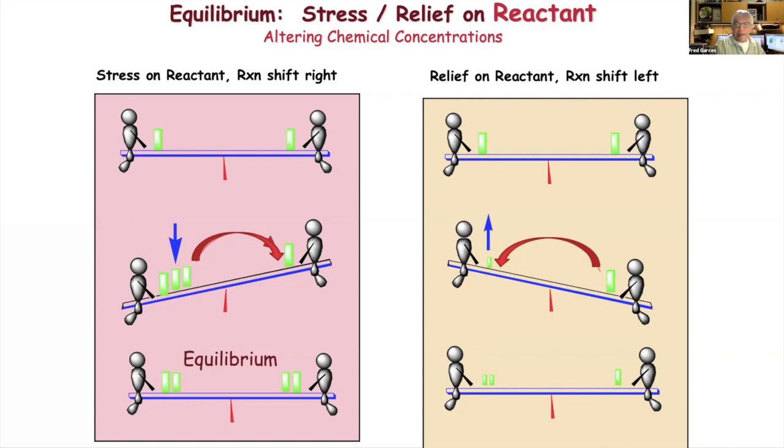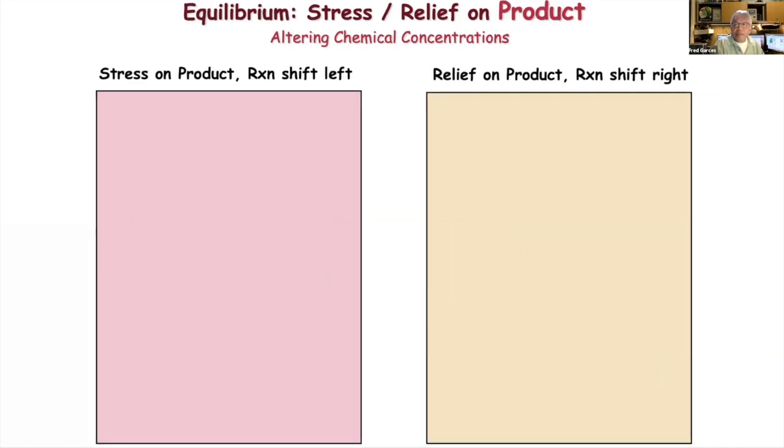So again, it's a good visual because it shows you, based on what you know about teeter-totters and seesaws, how to balance things out. And that's what happens in the chemical world.